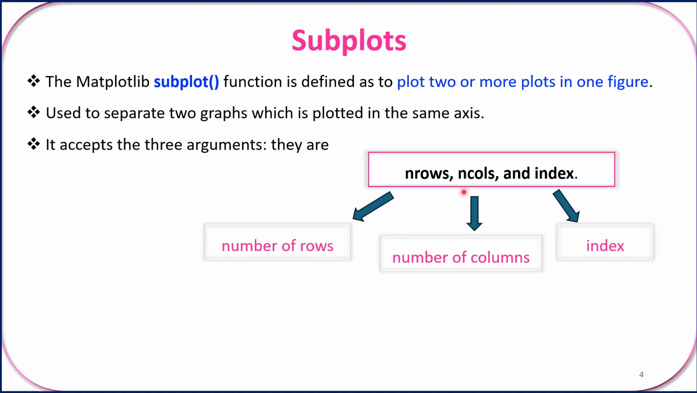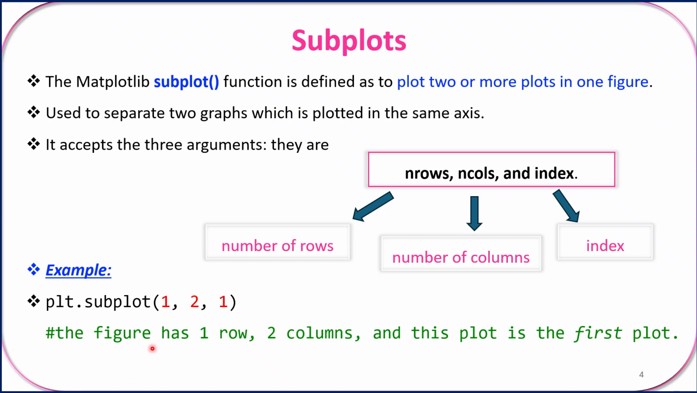First is nrows, meaning number of rows, then the number of columns, and the last one represents the index. Let us see an example for that. So here plt.subplot, whatever we give after plt, is going to represent what type of plot we are going to plot. So this is the subplot that we are going to create, and here we are passing in the command that I need only one row with two columns, and it has to be placed in the first place. So the figure will be in the first row, second column, and it will be the first plot. We'll see that in a few examples.